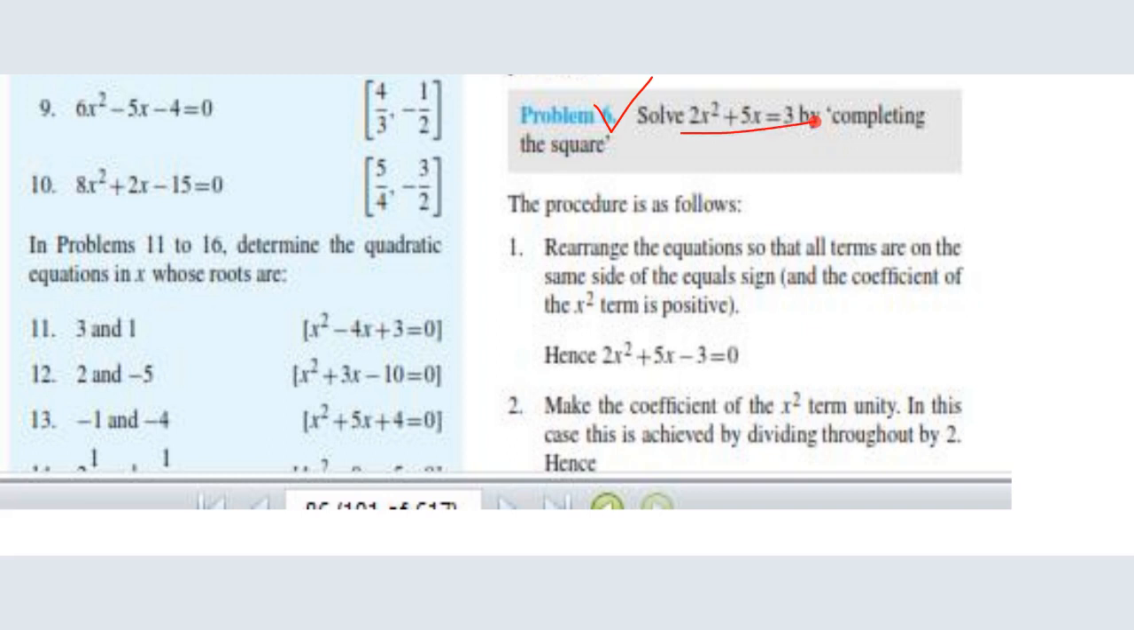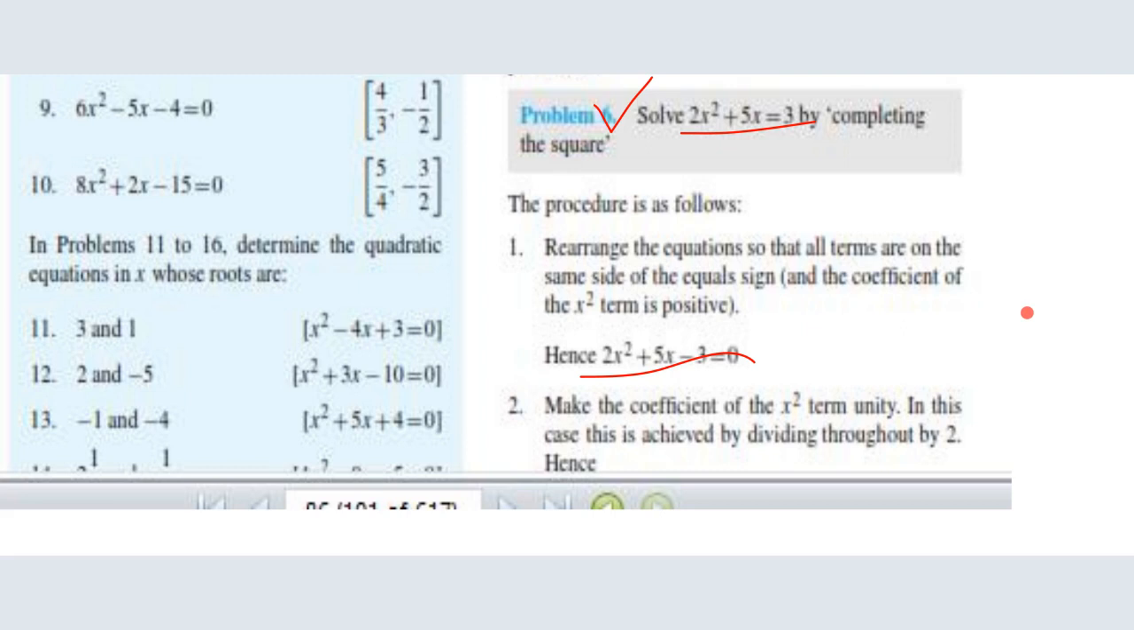So if you're given this, then we can equate it to zero. We can equate it to zero by moving 3 to the left side of the equation. Then we say it is equal to zero. So at this particular point, we have a perfect quadratic equation in terms of representation.